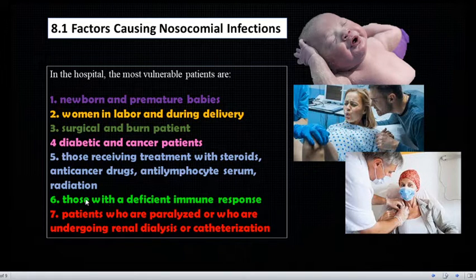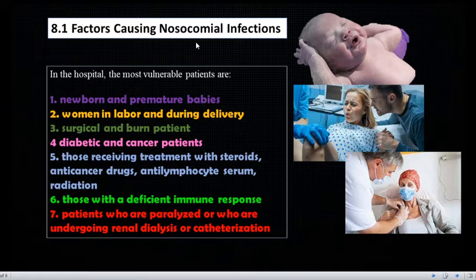So, ito yung pinaka-number 1, no? And then, we have patients who are paralyzed or who are undergoing renal dialysis and catheterization. Okay? So, kasi dito sa renal dialysis natin and sa catheterization, you are inserting medical tools inside the body. So, another factor for nosocomial infection. So, these are the individuals that are prone to nosocomial infections.